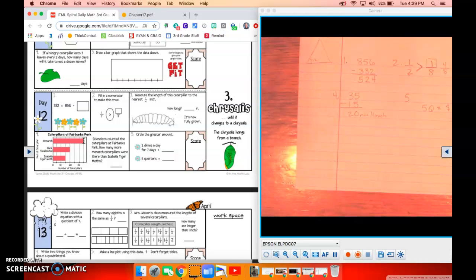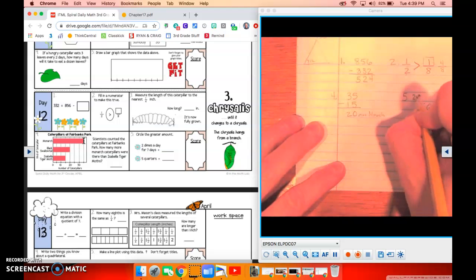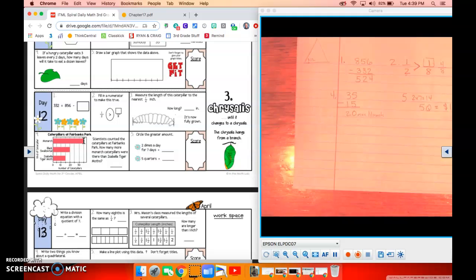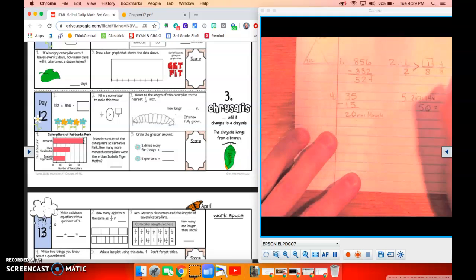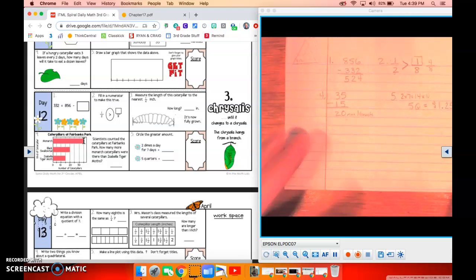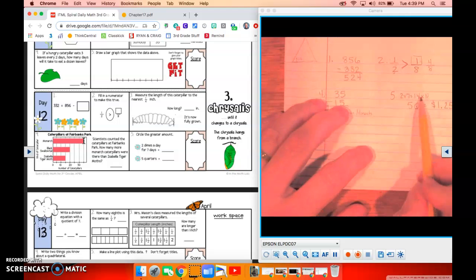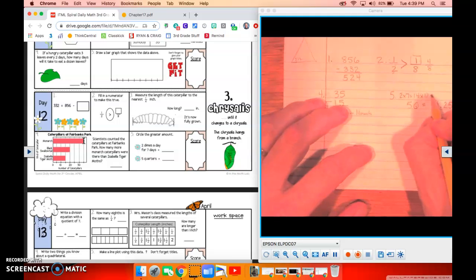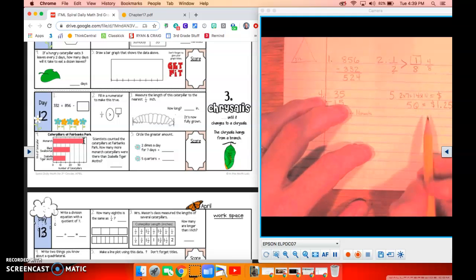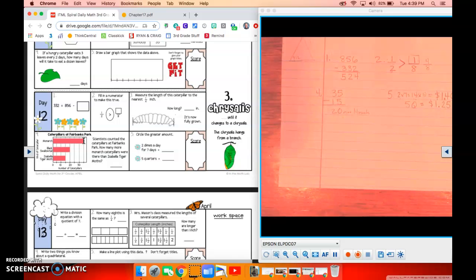Now I have 2 dimes for 7 days. So 2 times 7 equals 14. Okay, now it's 14 dimes, so we have 14 times 10 cents a dime, right? So we're going to move that decimal point over 1. Ready? 1, 4, 0. Put in our decimal point. $1.40 or $1.25? What would you rather have?